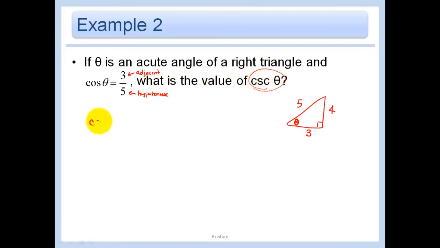So remember, cosecant of theta is 1 over sine theta. So what is sine theta? Sine is opposite, which is 4, over hypotenuse, which is 5. Therefore, cosecant would be 5/4.